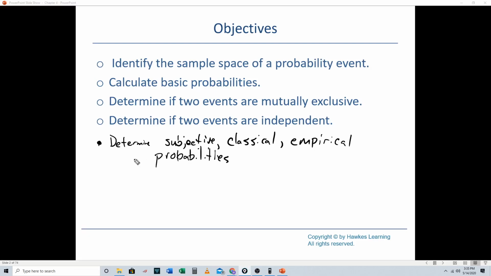This is actually going to cover a good portion of chapter 1. I don't know why it's not included in the objectives, but we're going to talk about these three types of probabilities and how to identify which one is which. So they're going to ask you, what type of probability is this? So it's either subjective, classical, or empirical. Now I usually use the word experimental instead of empirical, but they like to use the word empirical. Okay. So let's move on.